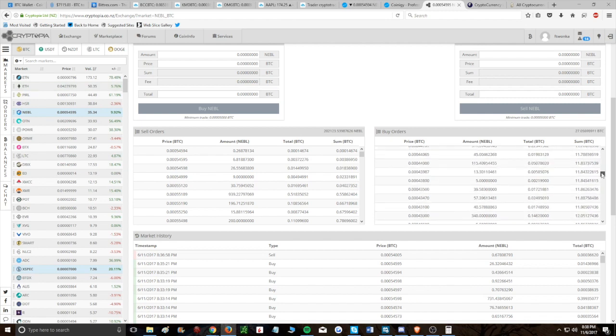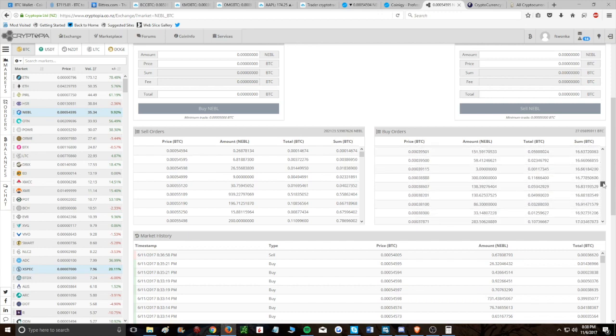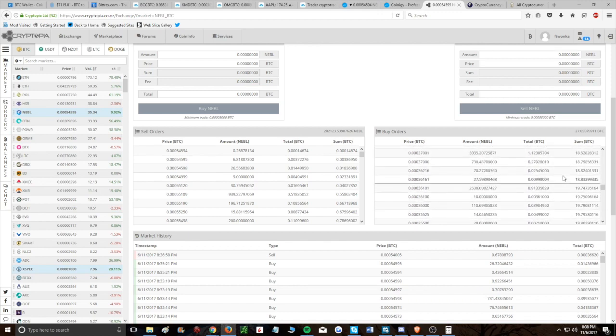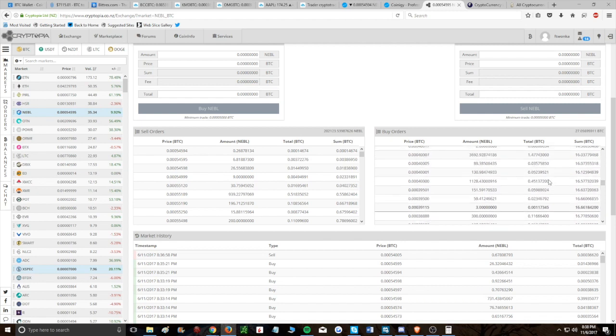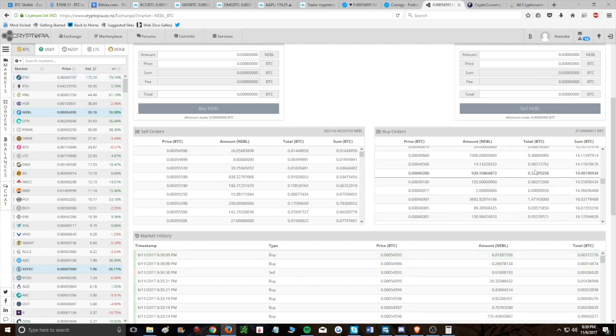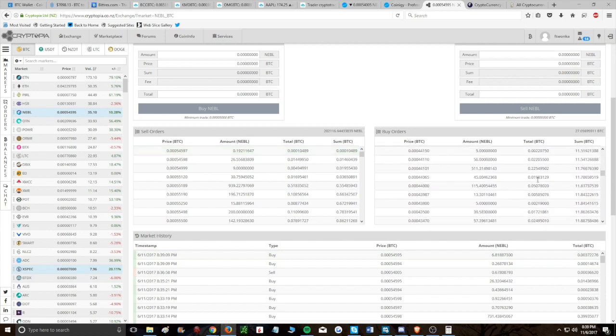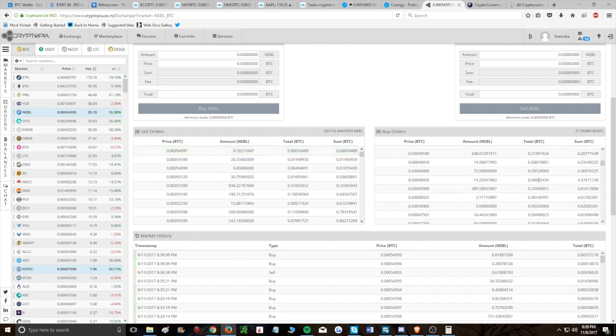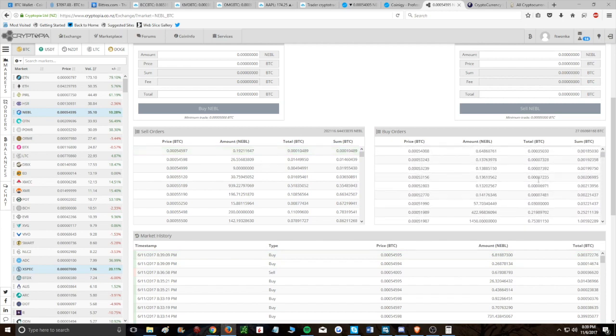So I like being able to scroll down and check where my support levels are, where we see these big time buyers, like this guy buying 1.47 Bitcoin worth of Nebel at 40,000. I like to see this because this is where the price is going to get held up a bit. There could be some support there. I don't see any other over 1 Bitcoin buyers.